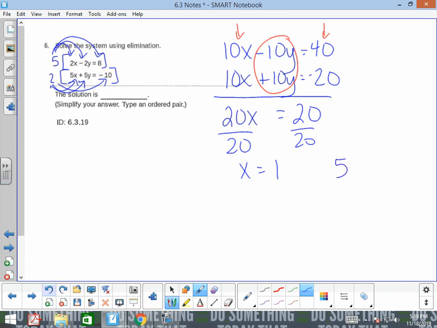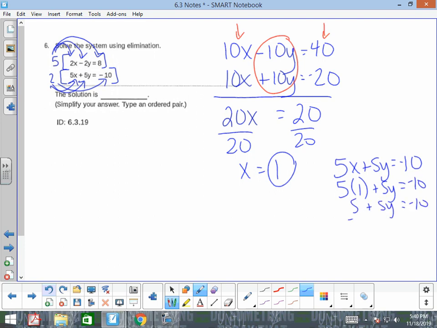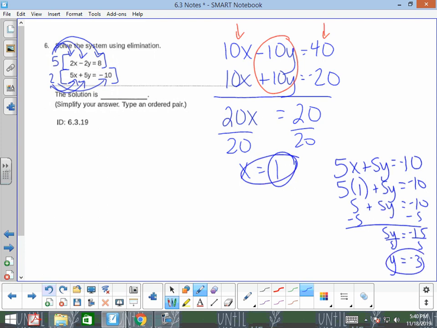Let's just do the bottom one again just for fun. And plug in the 1 for x and solve for y. So subtract 5. So 5y equals negative 15. And y equals negative 3. So x is 1 and y is negative 3.